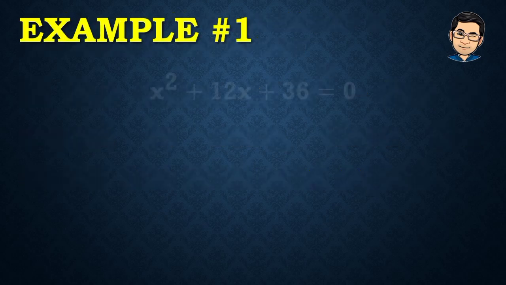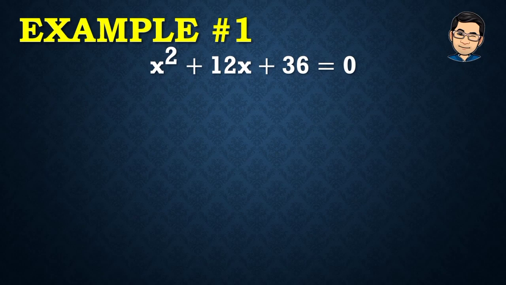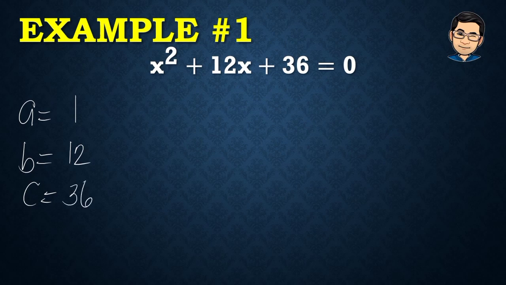Let's have example number 1. X squared plus 12x plus 36 is equal to 0. So, bago natin apply ang discriminant, make sure na identify natin yung values ng a, b, and c. So, hindi natin ma-identify yung value ng a, b, and c unless yung ating equation ay nakasulat sa standard form na ax squared plus bx plus c is equal to 0. Now, the value of a, b, and c, so, A is 1, and then B is 12, C is 36. So, saan nyo po nakuha yung 1, 12, and 36 na yan? Dito po sa mga numerical coefficient ng ating equation.